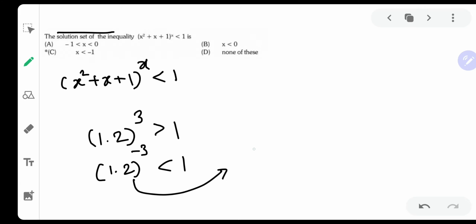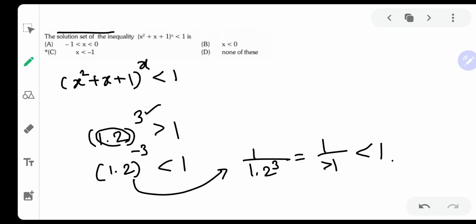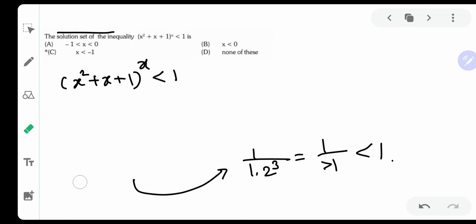Just observe this. This will be 1 upon 1.2 cube, and as you all know 1.2 cube is a number greater than 1, and that is why 1 upon a number greater than 1 is going to give you an answer lesser than 1. So what am I trying to tell you? I am trying to tell you that if a number greater than 1 is provided a positive power, the answer would be greater than 1, and if it is provided a negative power, the answer would be lesser than 1. So how do we write this down?